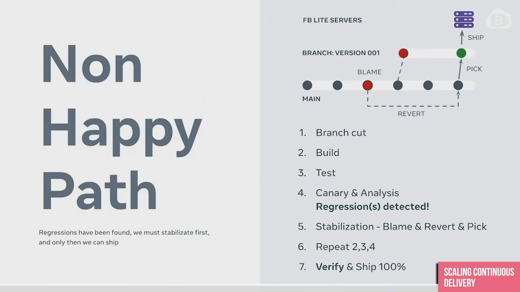Once there are no regressions, we can ship to 100%. And this is important: when we say fully automated release, it actually means that we have automated the non-happy path. So now we are going to deep dive into how we implemented the detection, attribution, remediation, and shipping parts, and see how it looks for Lite.